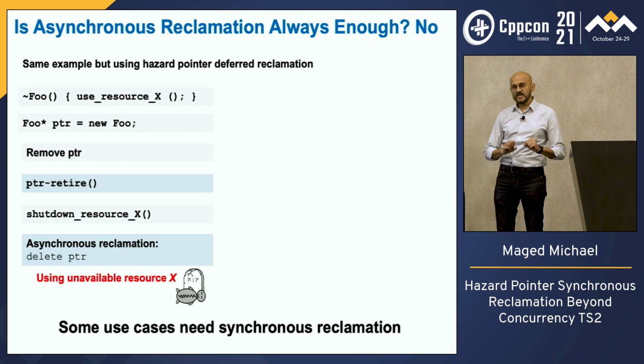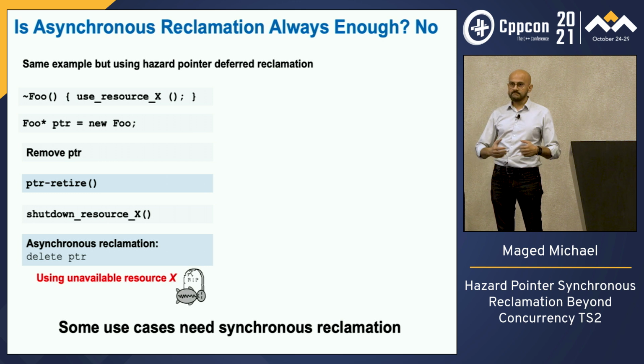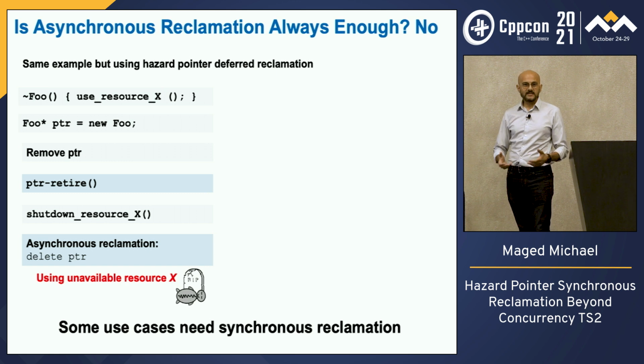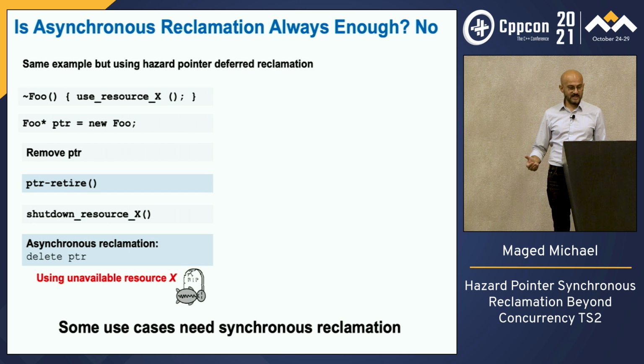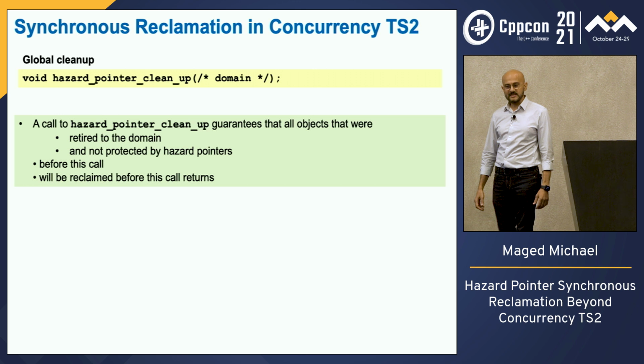But what happens if we use hazard pointers or deferred reclamation? Here we retire the object, but we haven't reclaimed it. Now we shut down the resource X, and there's no limitation on asynchronous reclamation. It later does the reclamation, finds that the object is reclaimable, and deletes it. But now we're using an unavailable resource, and we crash. So some use cases need more than that; they need synchronous reclamation. So now let's get back to the Concurrency TS2.